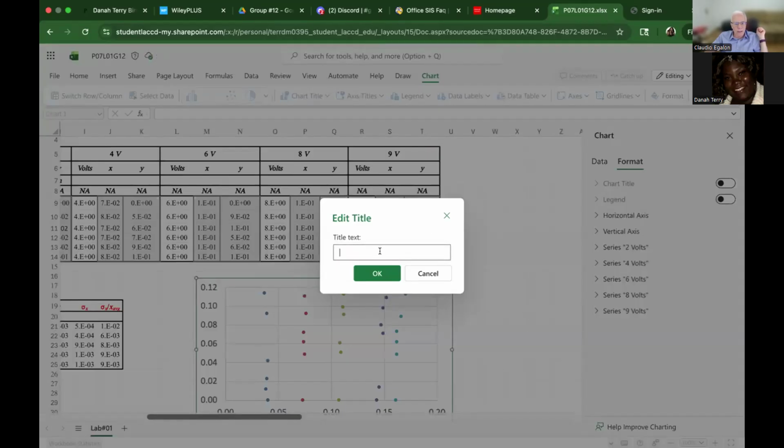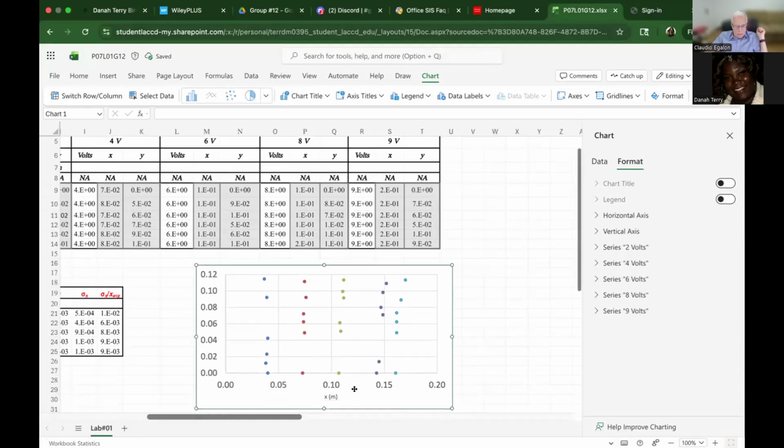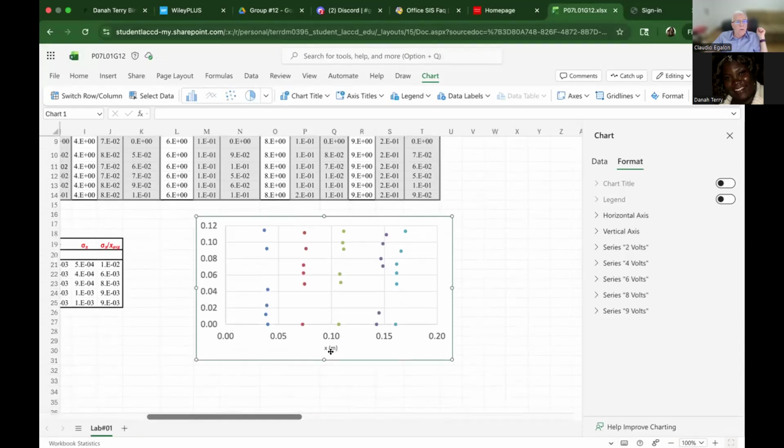X, letter X, open parentheses. Put M for meter. Close parentheses. Put a space between the X and the open parentheses. Yeah, now click OK. Now let's take a look. See that the X is very small, right? So now we have to change the size. Right click it.